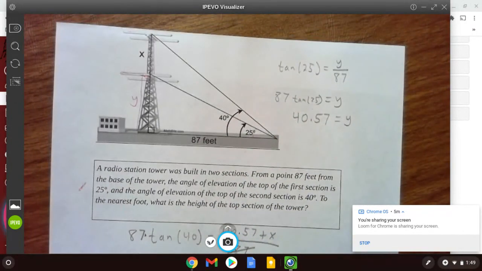And if you wanted the overall height, just add the 32 and the 40.57. That's good enough.